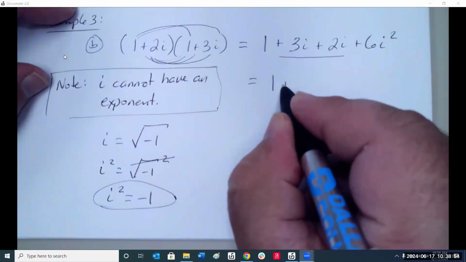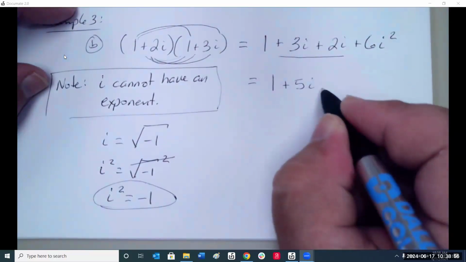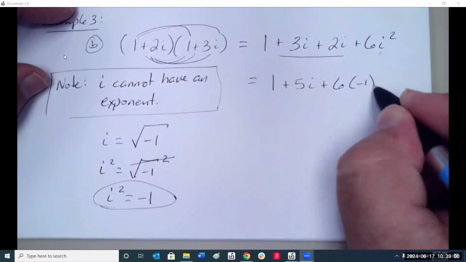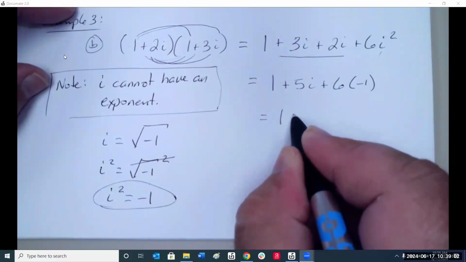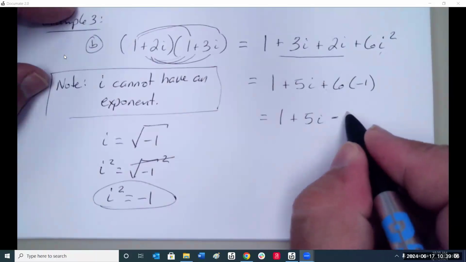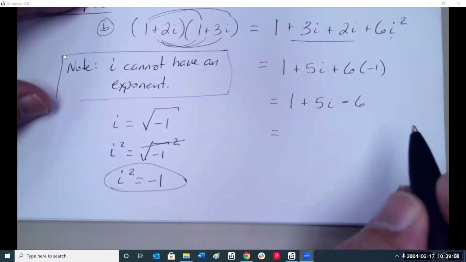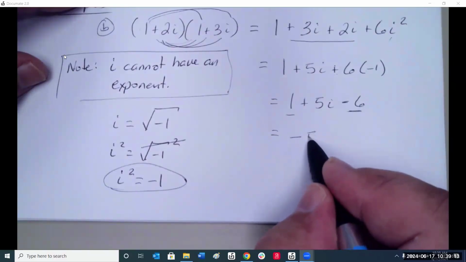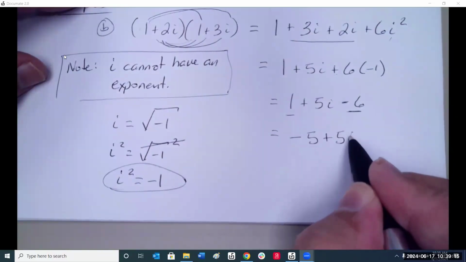Three I plus 2i is 5i. I squared is negative 1. Positive, so it's negative 6. Combine like terms, so it's negative 5 plus 5i.